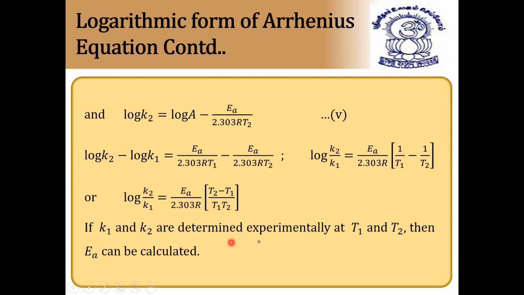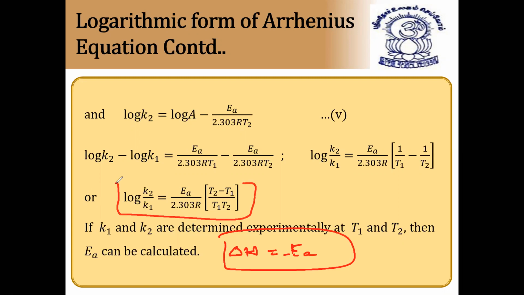If K1 and K2 are determined experimentally at T1 and T2, then the energy of activation can also be calculated. This energy of activation can also be called delta H, because delta H is equal to the energy of activation with the negative sign. So I hope it is clear. So you can find out. This formula is very, very important. I hope it is clear.